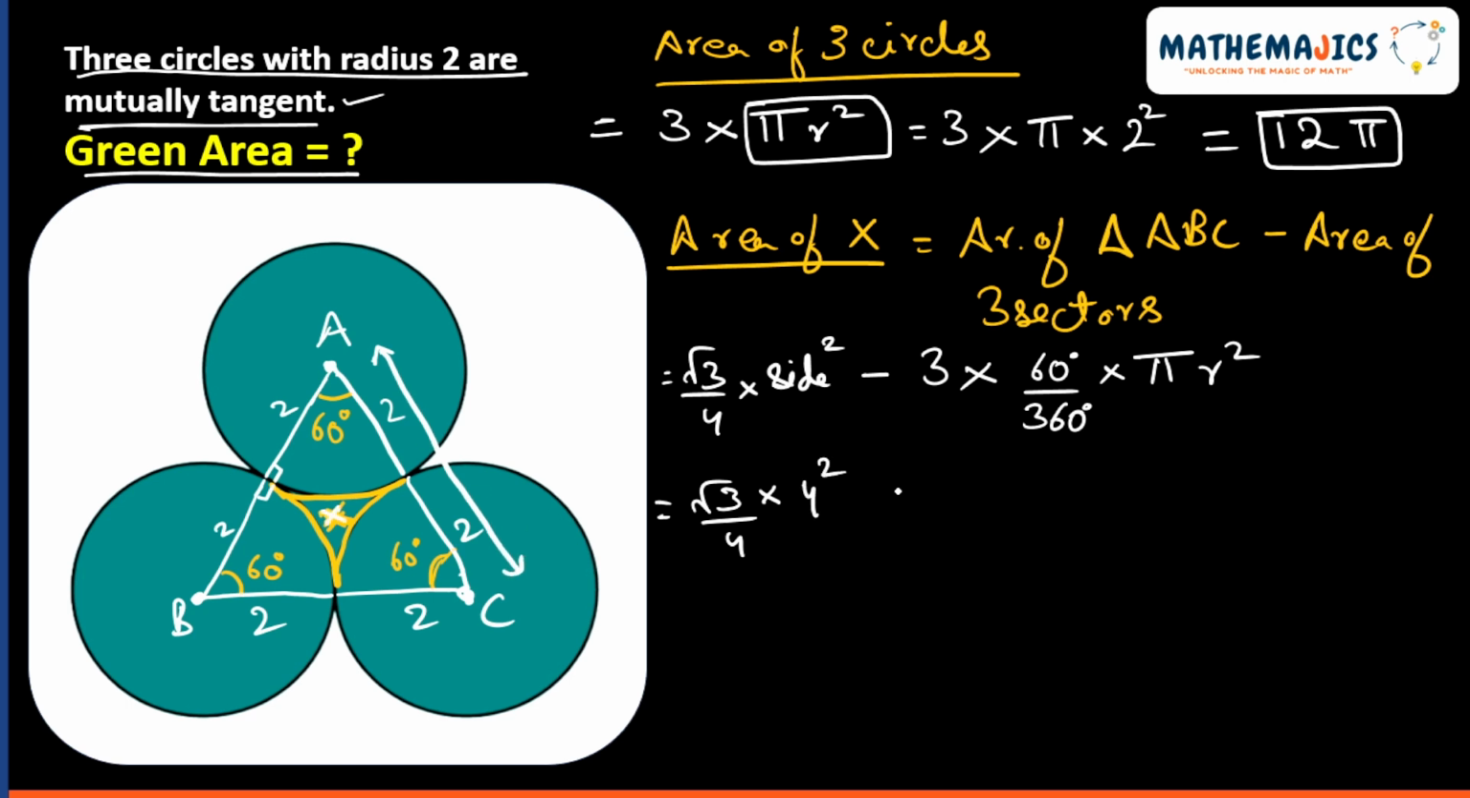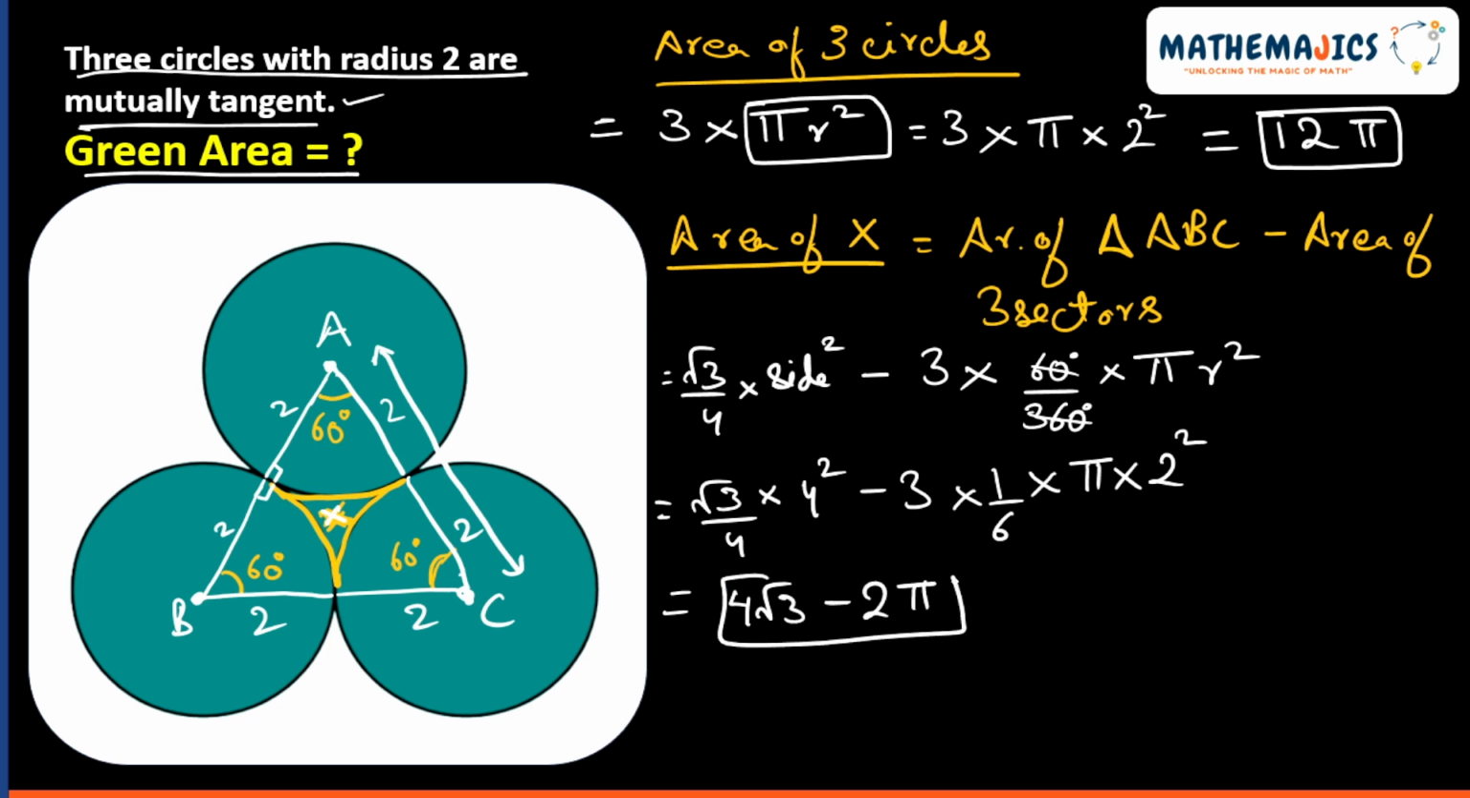So this will be 4 square minus 3 into, what is 60 upon 360? If I cancel this out, this will be 1/6. So 3 times 1/6. What will be radius? Radius is 2 for the sectors. If we simplify this further, we will get 4 root 3 minus 2 pi. So this is the area of x.